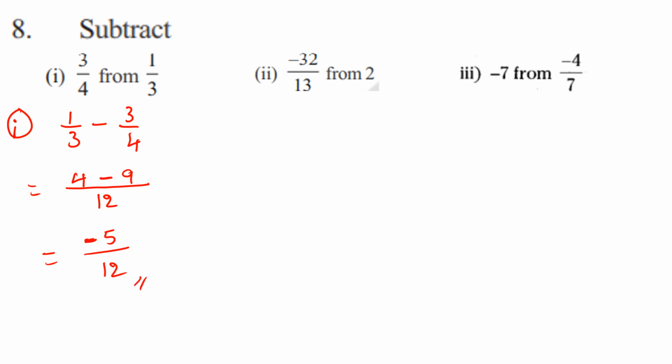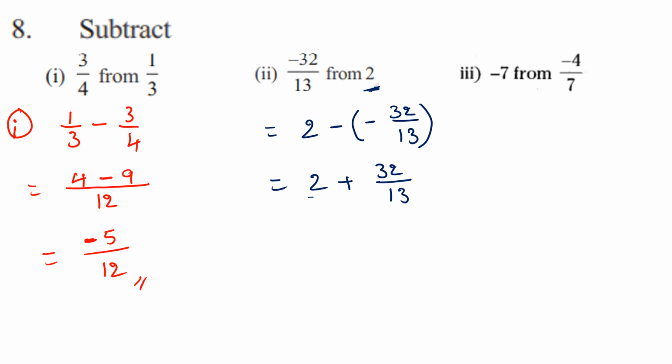Let us see the second one. We should subtract this minus 32 by 13 from this 2. So 2 minus of minus 32 by 13. Look at that, minus of minus is plus, so 2 plus 32 by 13.